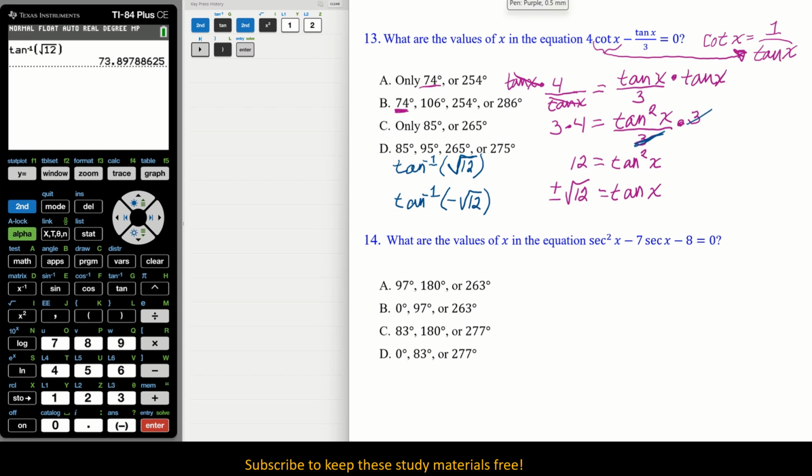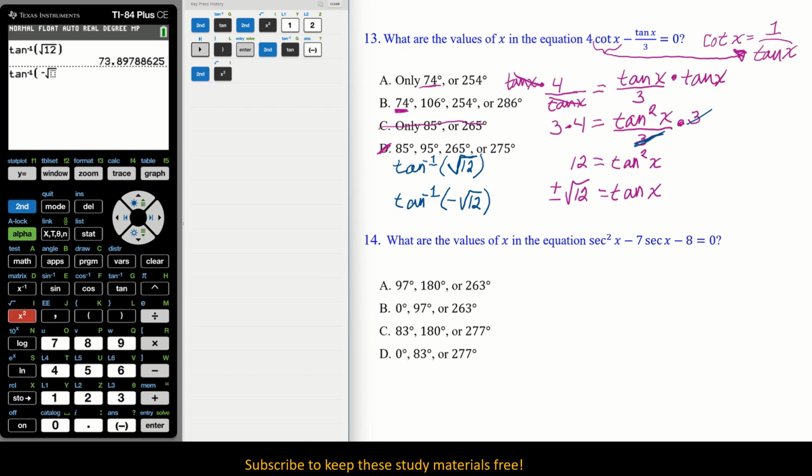Now we don't have 74 in C, so I'm going to have to say I disagree with it. Now we're missing 74 also in D. So let's think of it as probably not going to happen. So now let's try the negative. Second tangent, and we need the negative, then second radical 12, arrow over, parentheses, and of course that gives us the negative 74.